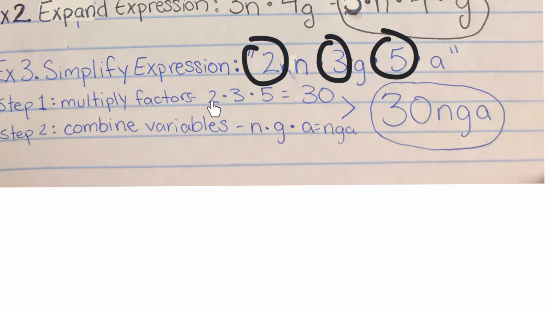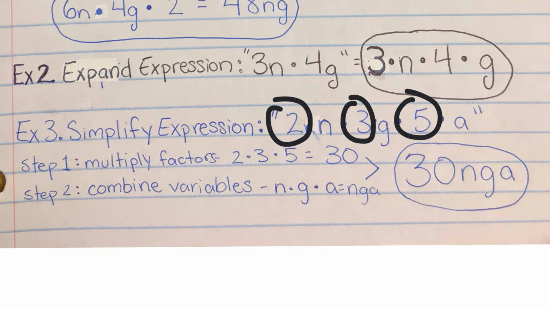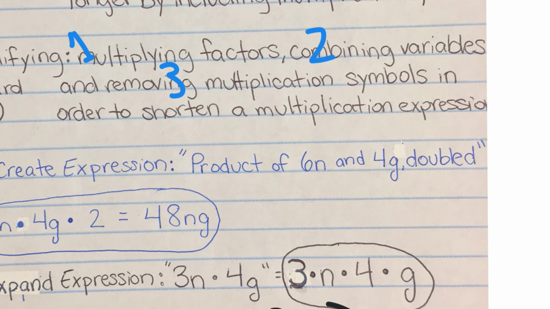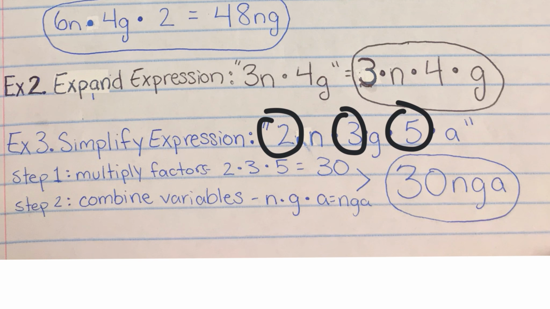Step 1, multiply factors. 2 times 3 is 6, 6 times 5 is 30, so that we know that our numbers that we're going to be working with, 2 times 3 times 5 is going to be 30. So our value of the factors multiplied are 30. And then step 2, if you recall from up here, was to combine the variables. So down below, we have step 2, combine the variables.